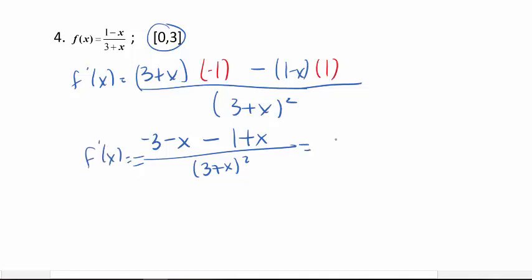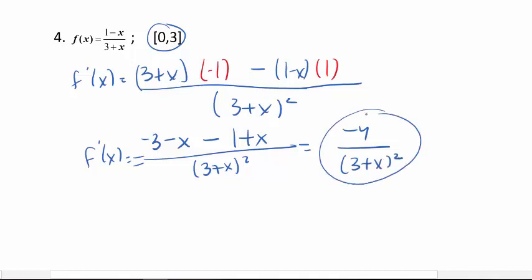So I'm going to collect my like terms. I should get a -4. The x's cancel. So here is my first derivative. So that was step 1.